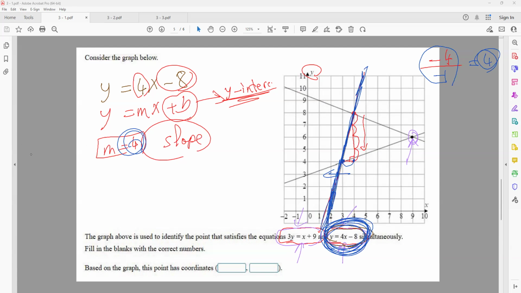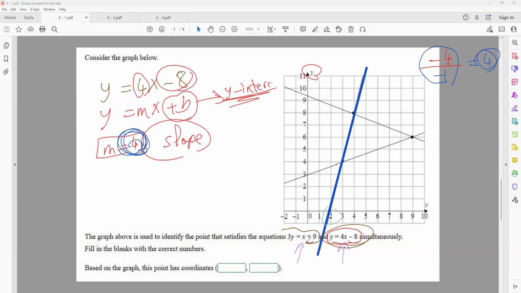Now I'm going to look for the other equation. The solved answer will be this point. So this blue line is the first correct answer for this equation. We finished finding the line for this equation.